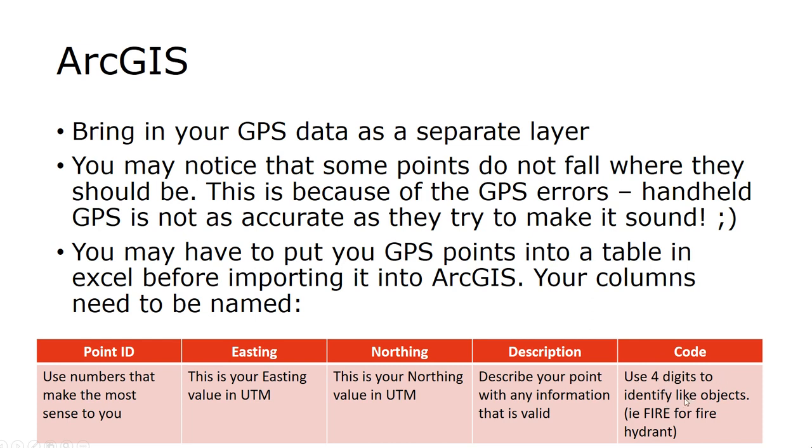And the code is something that you're going to use to identify similar objects. So for example, fire might be fire hydrant. Use just 4 letters. Don't separate between them. So if I have 10 fire hydrants, all the codes are going to be fire, and watch capitalization. What that does is it makes it easier to group things later when you are trying to show symbology. So it makes your life a lot easier. So when you're doing that, keep those in mind.